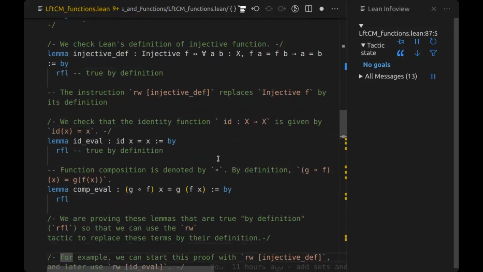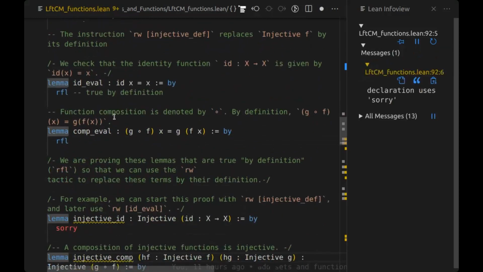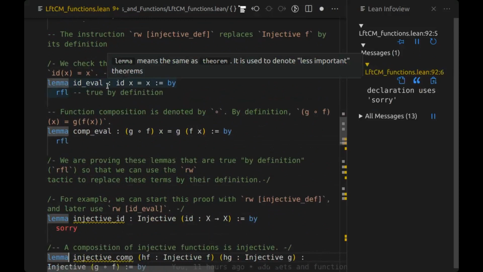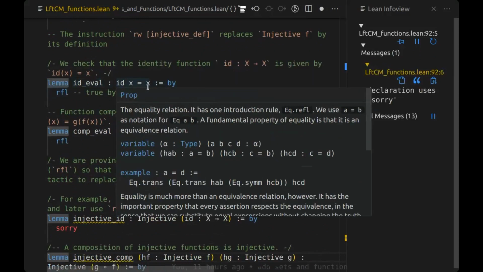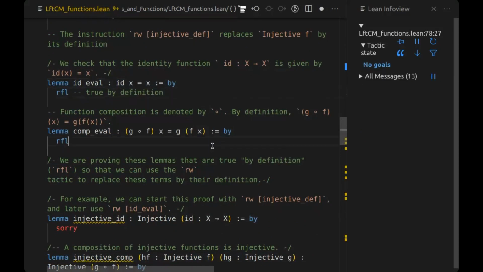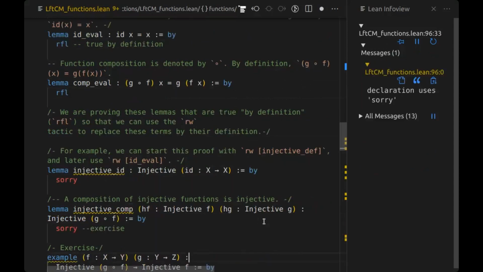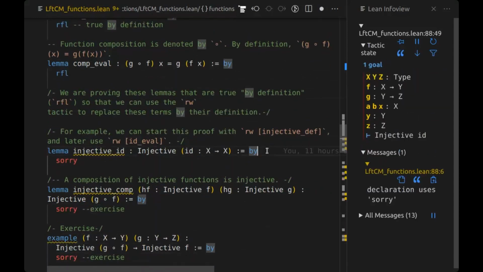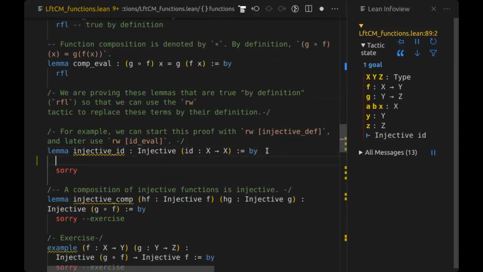I wrote a couple of other rfl lemmas here. So the first one is evaluating the identity function. So the identity applied to x is equal to x for every element. And then also I wrote a lemma for composing functions. So g composed with f applied to the element x is the same as first applying f to x and then applying g. So all of these are true by definition, but we will use them to rewrite some things in the exercises. Okay, so maybe the first thing that I want to do is prove that the identity function is injective.